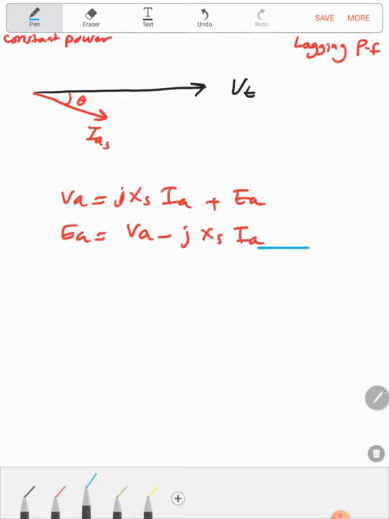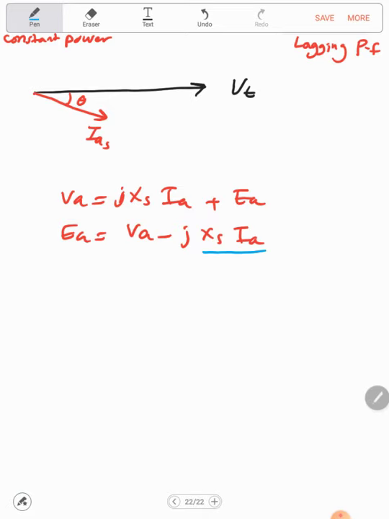So the first thing here, I will evaluate this one. So XS IA in negative. This is in the opposite direction of IAS, scaled by XS, and let's assume it's here. So this is also theta. So this one is minus XS IA.